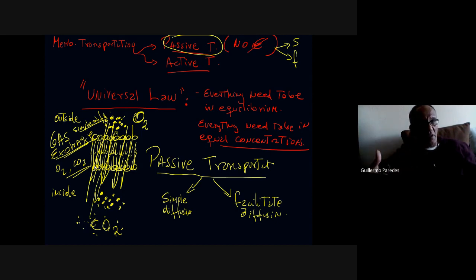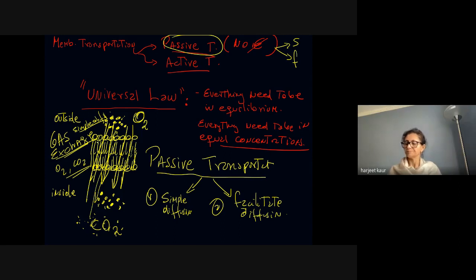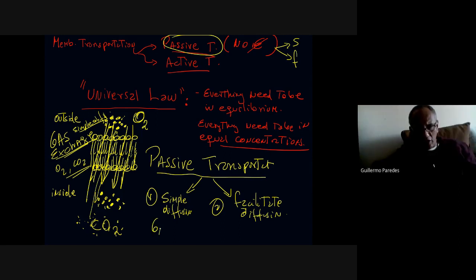That is a membrane transportation. What kind of transportation is a passive transportation? Why is it called passive transportation? Because they don't require energy. What is the classification of the passive transportation? Simple diffusion, one. And facilitated diffusion. The simple diffusion is going to be this gas exchange. You okay with that?